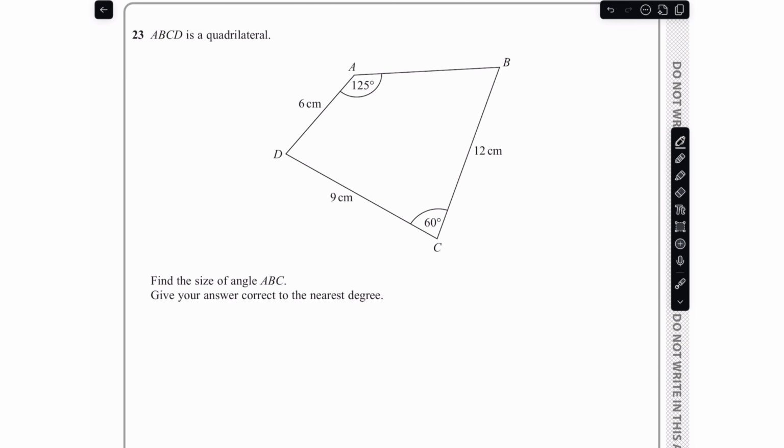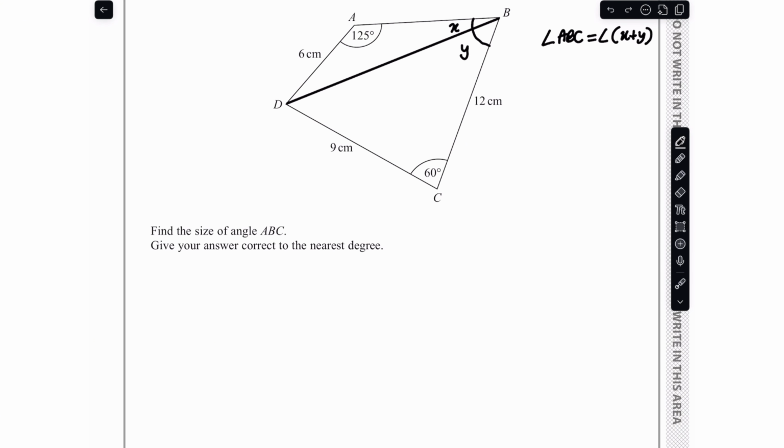In the final question for today's video, we are given a quadrilateral ABCD. Find the size of angle ABC, giving your answer correct to the nearest degree. So the first thing I'm going to do is label ABC, which is this angle, and I'm going to draw a straight line from D to B, which looks something like this. So I'm going to label this angle as x and this angle as y. So angle ABC equals angle x plus y.